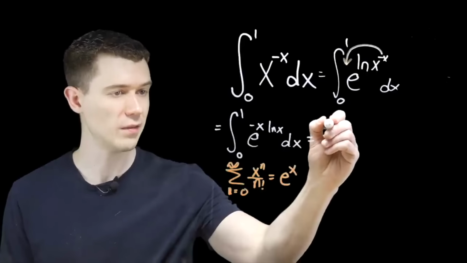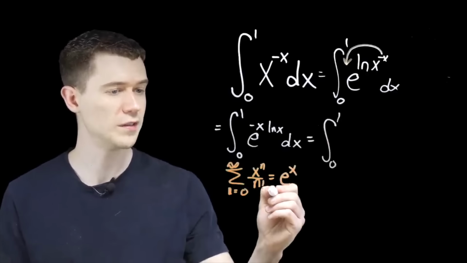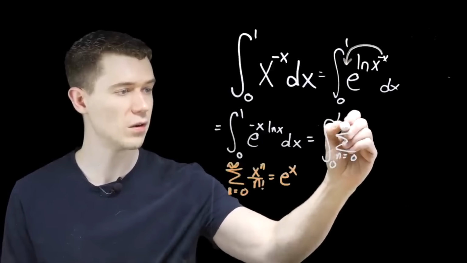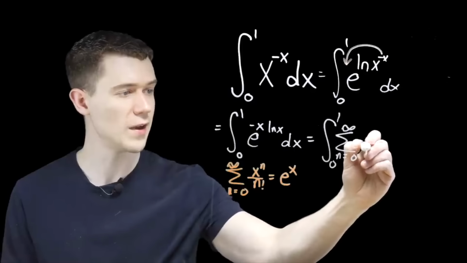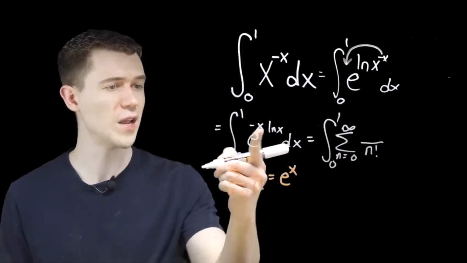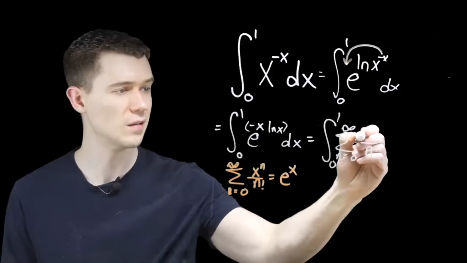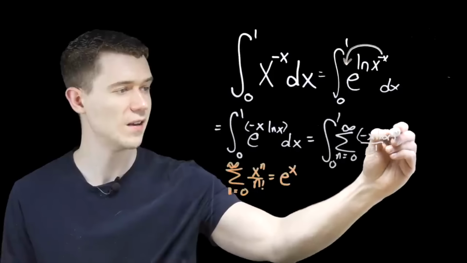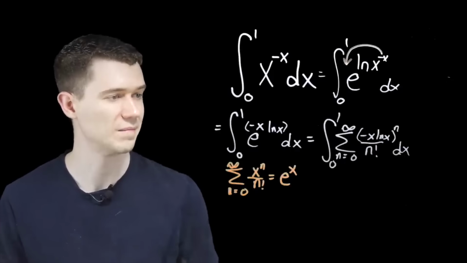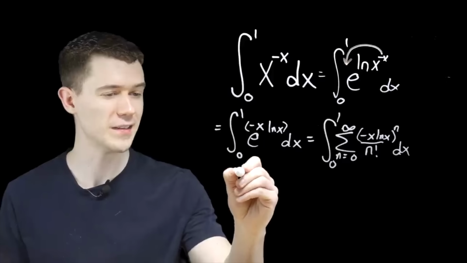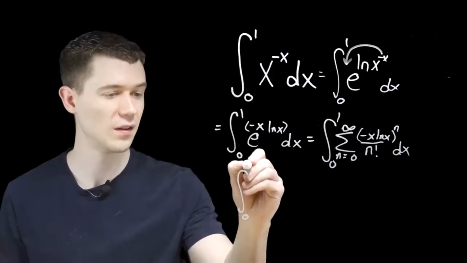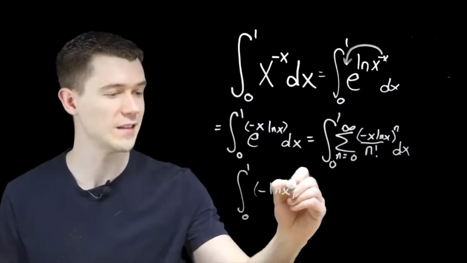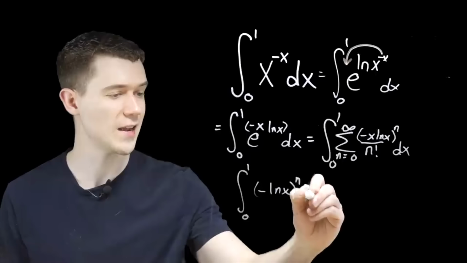So now what we have, integral 0 to 1 still, and we have this sum from n equals 0 to infinity. This is over n factorial, but instead of x, we have this entire exponent, minus x ln x. This is all to the n, and we still have dx. Now I'm going to take just a second to rewrite this integral, and I'm going to write minus ln x to the n, and then we also have an x to the n.